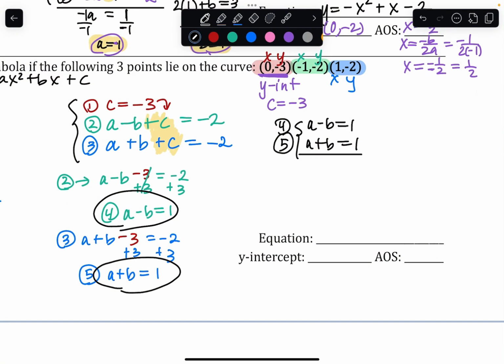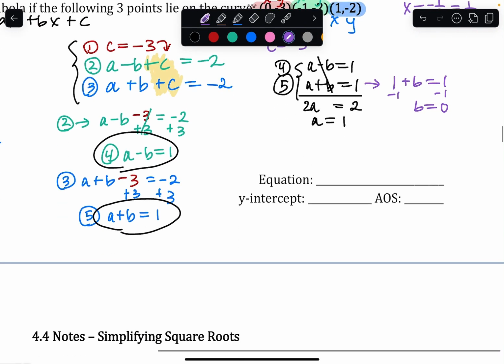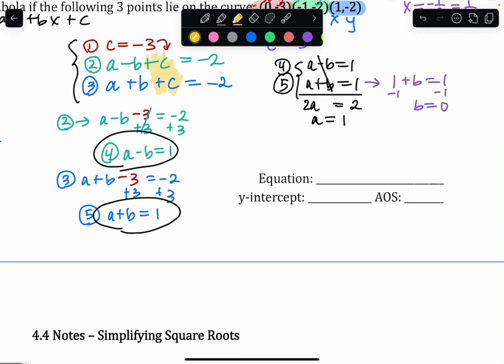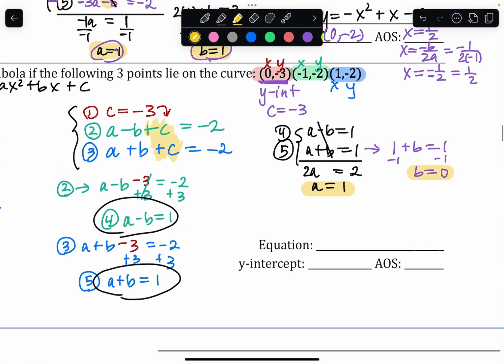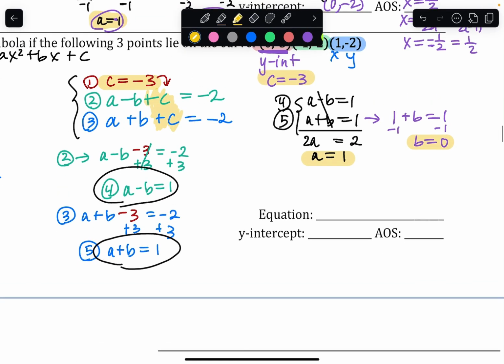The b's will already cancel. a plus a is 2a equals 2, and so a equals 1. And then using this bottom equation, we know a is 1, plus b equals 1. That means b equals 0. And so we have a, we have b, and we have c. We had that from the very beginning. Okay, and so we knew the y-intercept right off the bat was 0, -3.